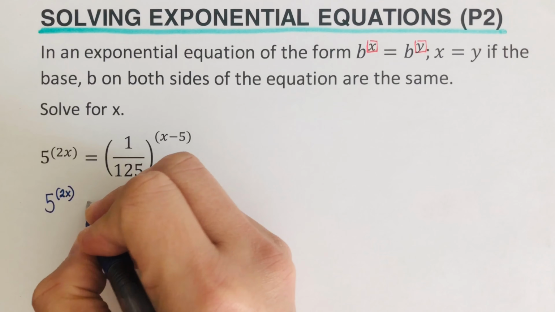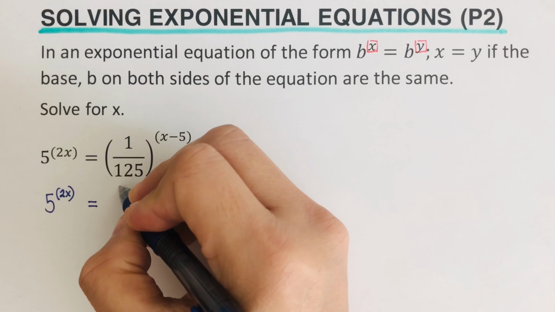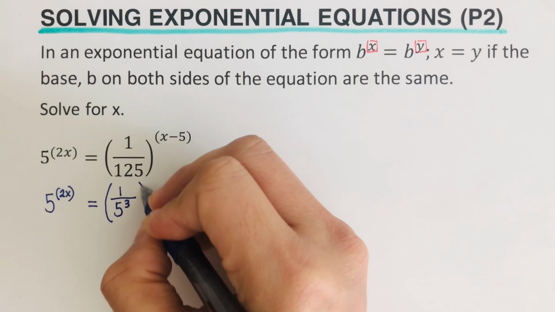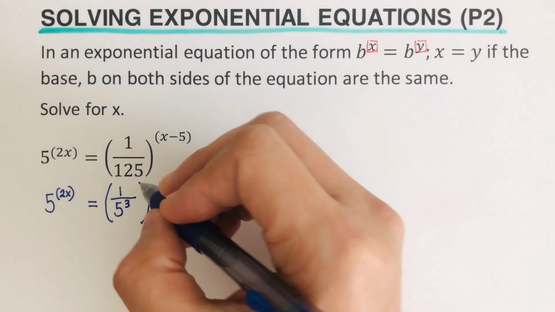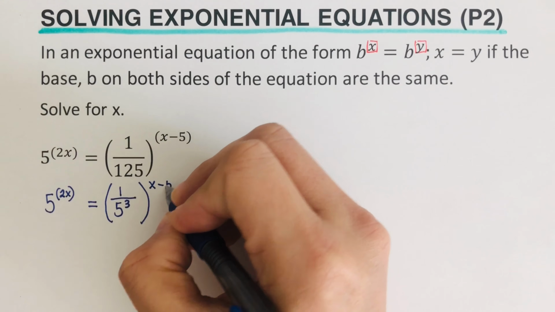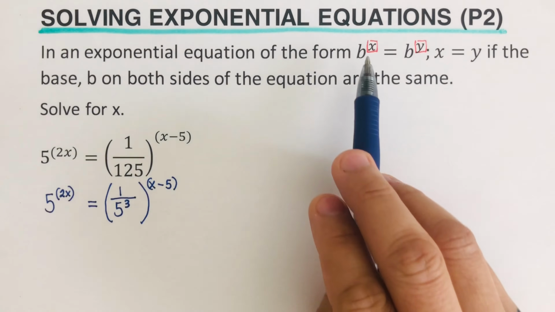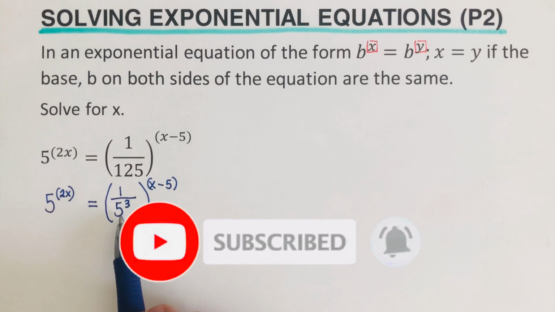And then I can change this 25 to an exponential form with a base of 5, because if I raise 5 to the power 2, that means 5 times 5 would be 25. So I can go ahead and rewrite this as 1 over 5 to the power 2. And then, because again, 5 squared is 25. And then this is to the power x minus 5. Now, looking at these two bases here, they are not the same because we wanted to have the same base. This is just 5 and this is 1 over 5 squared.